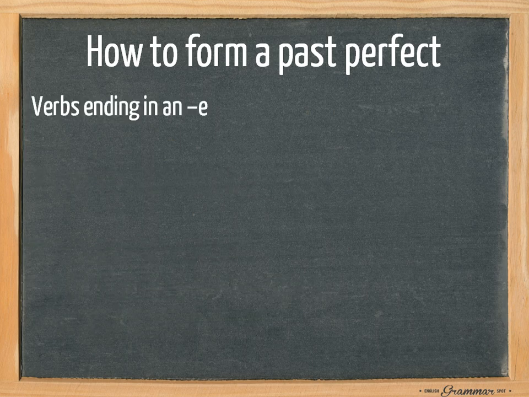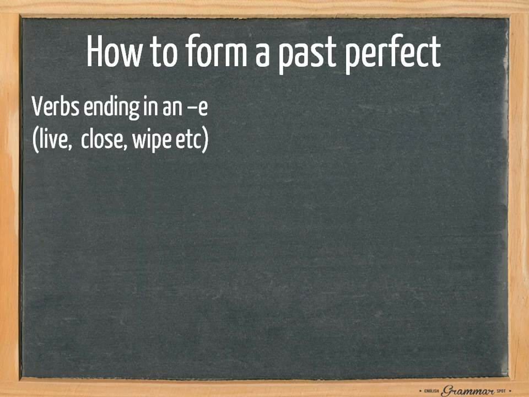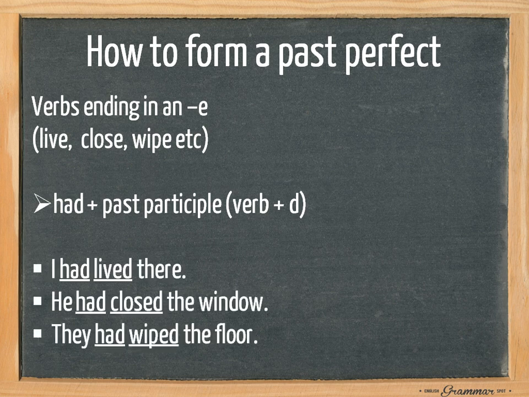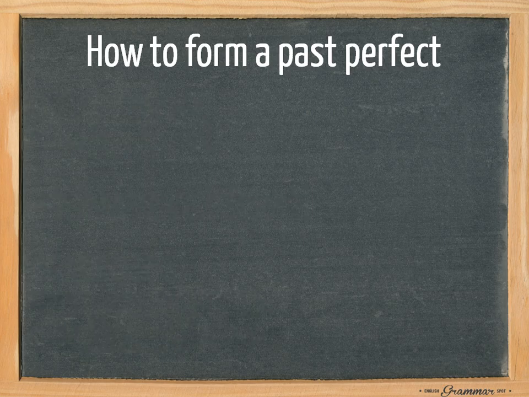Now we need to pay extra attention to verbs that end in an E, such as live, close, and wipe. These verbs use had and a past participle, but in forming a past participle, we only use the base form of the verb and add a D. For example, I had lived there, he had closed the window, and they had wiped the floor.